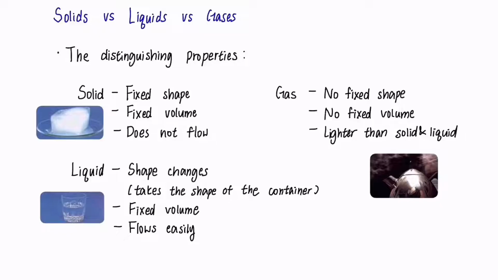Gases have very different properties compared to solids and liquids. They have no fixed shape nor fixed volume. They will not take the shape of the container, and it is impossible to keep them in a fixed position. Another thing to note is their mass. They're much lighter than solids and liquids.